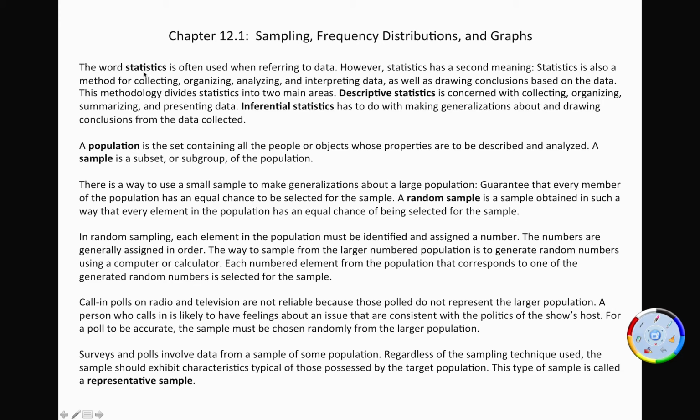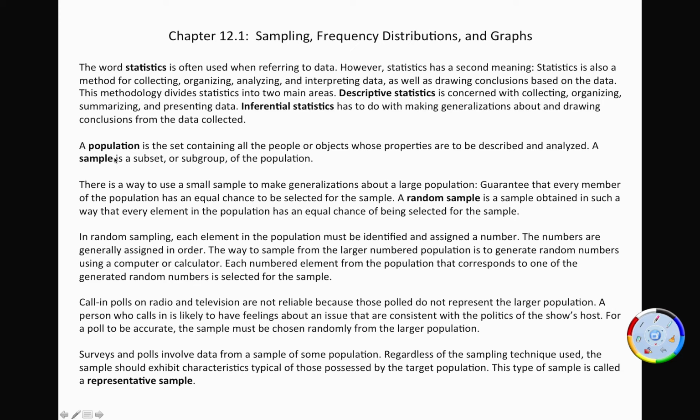The word statistics is often used when referring to data. However, statistics has a second meaning. Statistics is also a method for collecting, organizing, analyzing, and interpreting data, as well as drawing conclusions based on the data. This methodology divides statistics into two main areas. Descriptive statistics is concerned with collecting, organizing, summarizing, and presenting data. Inferential statistics has to do with making generalizations about and drawing conclusions from the data.